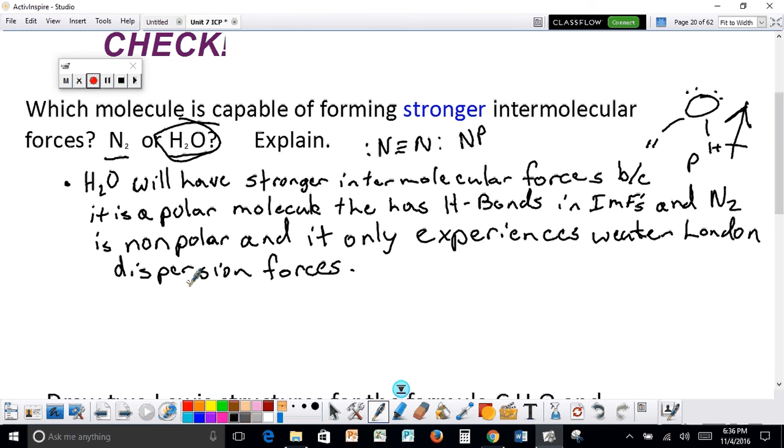All right, so I would say something like this. H2O will have stronger intermolecular forces because it is a polar molecule that has H bonds as far as the IMFs. And N2 is nonpolar, and it will only experience the weaker London dispersion forces between the molecules.